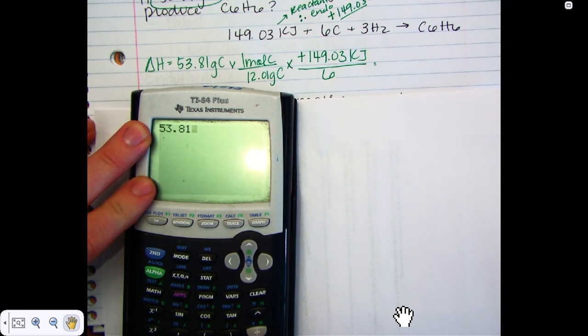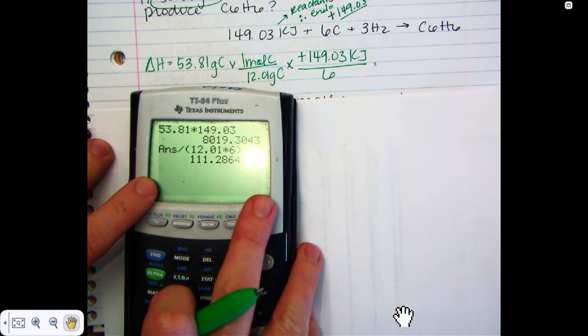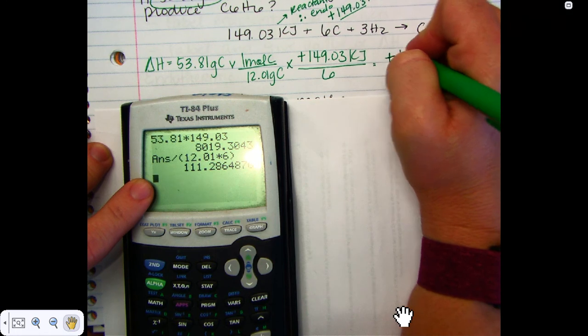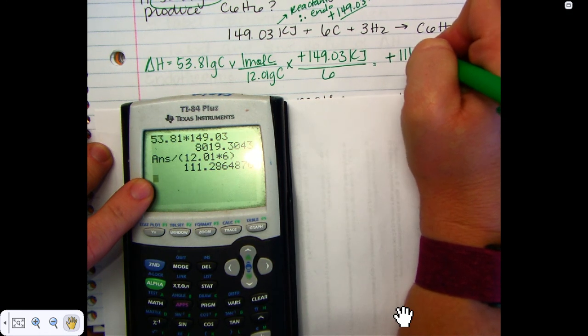53.81 times 149.03 divided by 12.01 times 6. All right, positive, make sure you have the positive sign, 111.2864. All right, and then we'll check our sig figs.